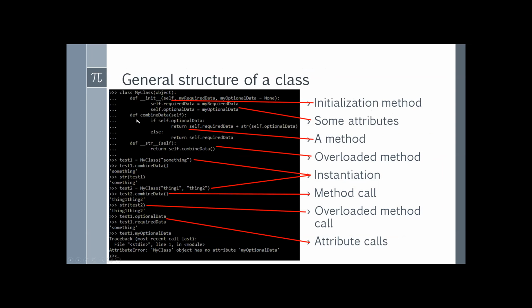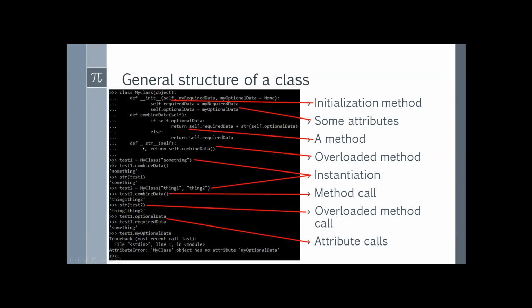Objects are also going to have methods, and these are functions attached to the object. So I can do combine data. So here I've defined a method. And what combine data is going to do is it's just going to say if there's optional data, it's going to add them together. Otherwise, it's going to return just the required data.